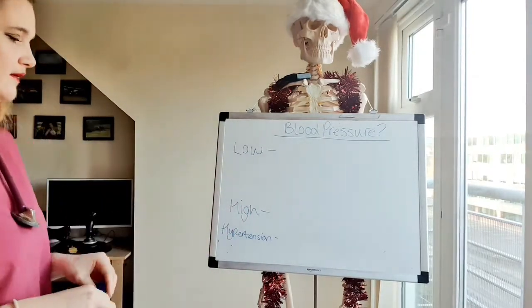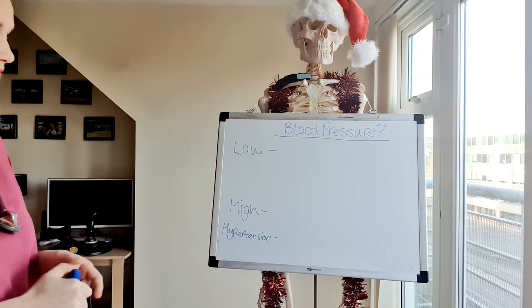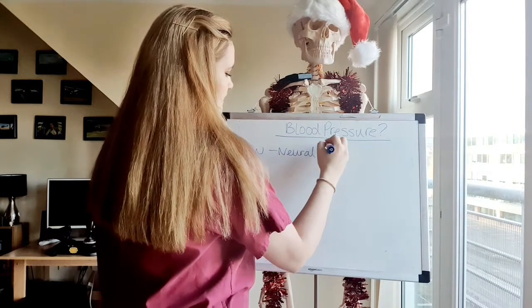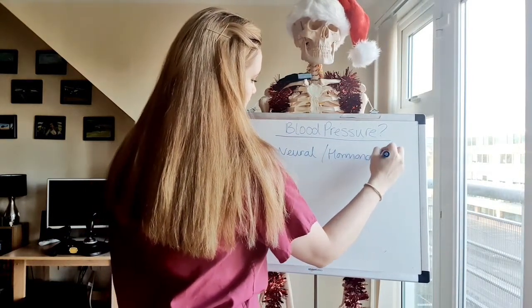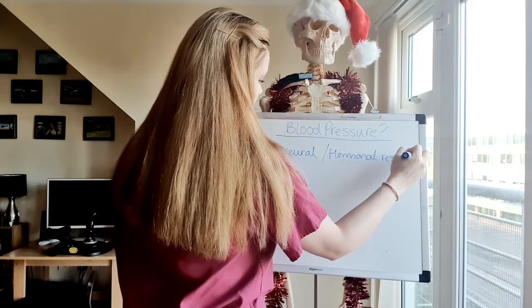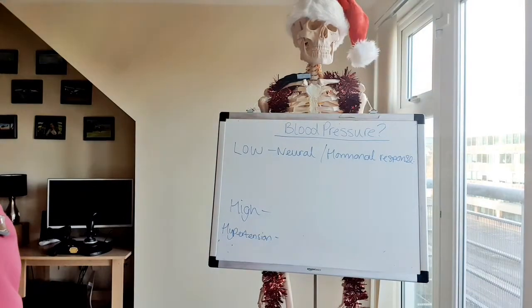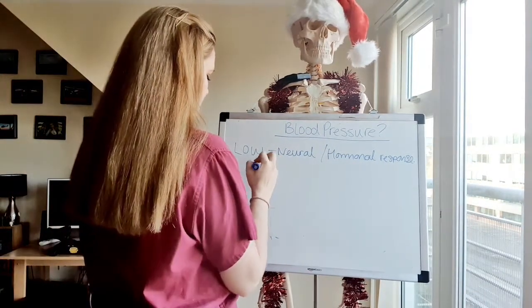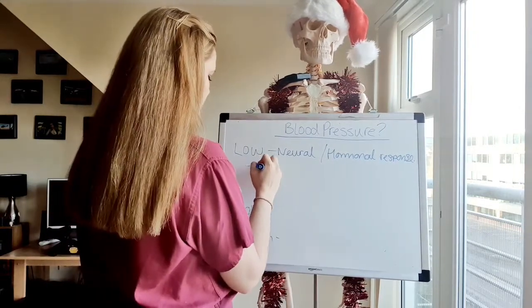So if we look at low and high blood pressure, I want to look at the two different responses that happen in the body. So we have a neural response and we have a hormonal response to both of these. The neural response is picked up by receptors in your aorta and your carotids, and they are called baroreceptors.